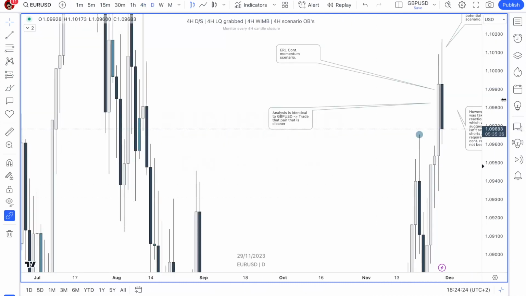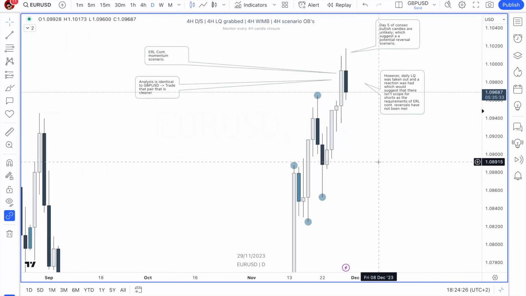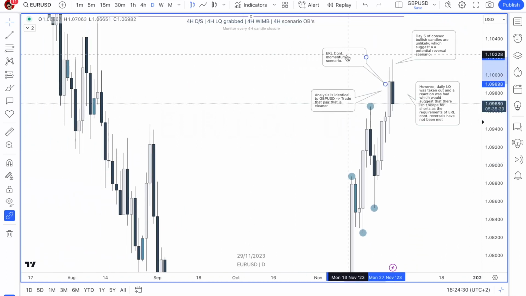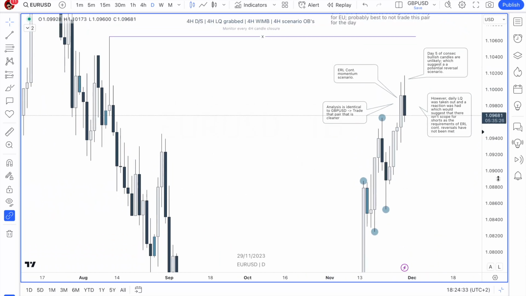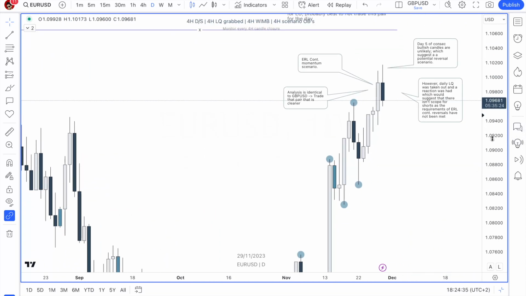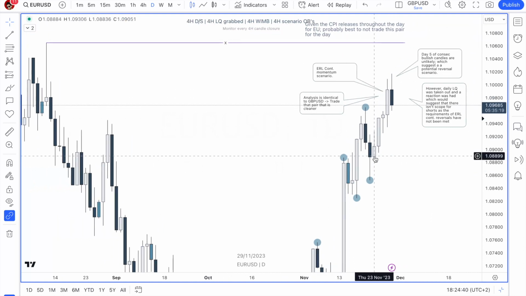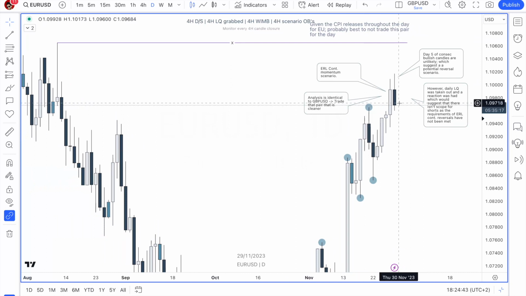Starting on the daily, as we are in this ERL continuation momentum phase, the idea or the suggested direction for the day is, of course, to continue with the momentum and then target the next daily high. However, what we cannot discount is the fact that we just recently took out a validated 4-hour swing high, and as a result, a pullback should be expected because of the liquidity being taken here.